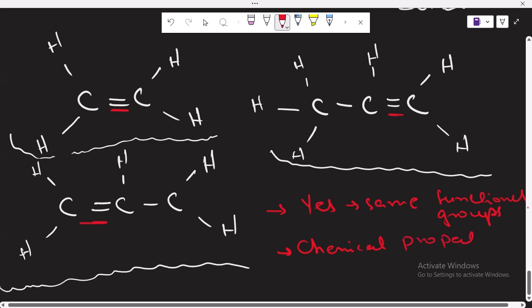The third point is that each member is going to differ by a CH2 unit. Now that is something that we have to see. If I count here, this is C2H4, right? And if I count here, this is 1, 2, 3, this is C3, and this is 1, 2, 3, 4, 5, and 6. So this is C3H6. And if I count here, this is 1, 2, 3.